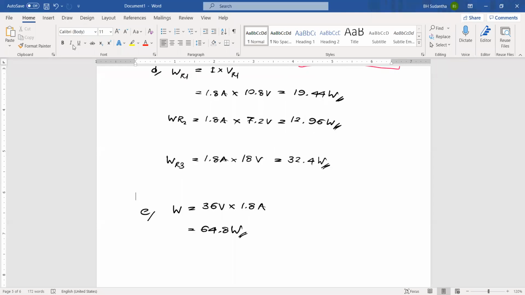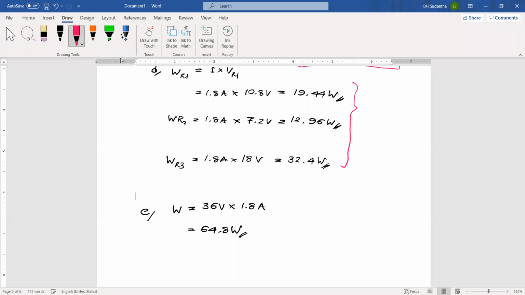And when you add all these three figures together, what is this? This is the power dissipated by R1. This is power dissipation of R2. This is power dissipation of R3. When you add all these three things together, then what is that? Again, this is 64.8 watt. You can see this one and this one. It's two identical figures.